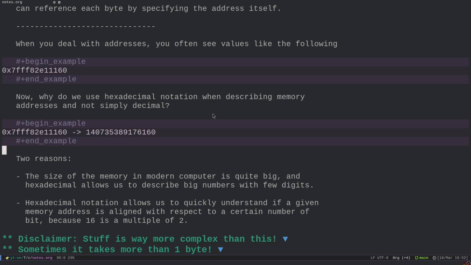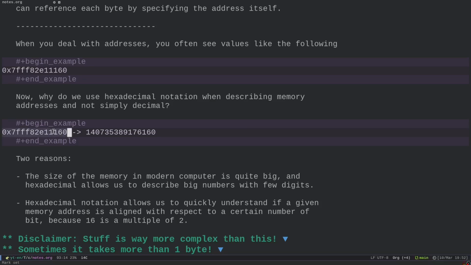But that's not really the killer reason. That's not really the main reason. The main reason is that hexadecimal notation allows us to quickly understand how memory addresses are aligned with respect to a certain number of bits. And basically the idea is that 16 is a multiple of 2, so by seeing in practice the hexadecimal notation, we can understand if they are aligned with respect to a byte, with respect to 2 bytes, with respect to a given amount of bits.